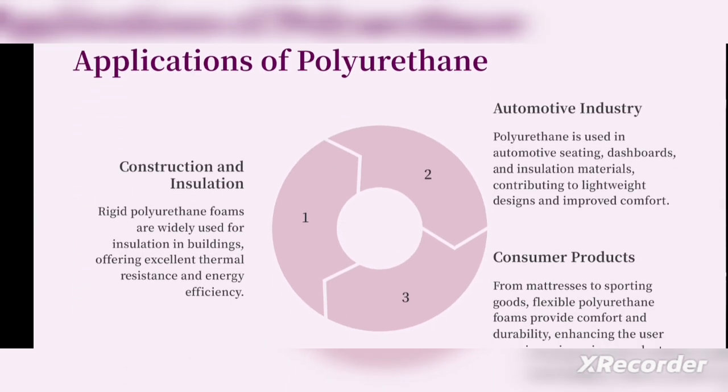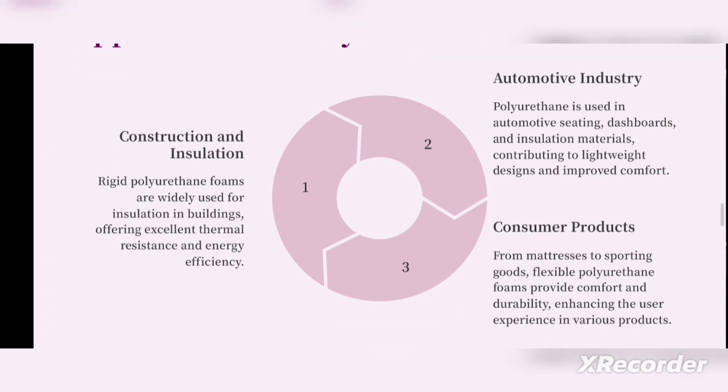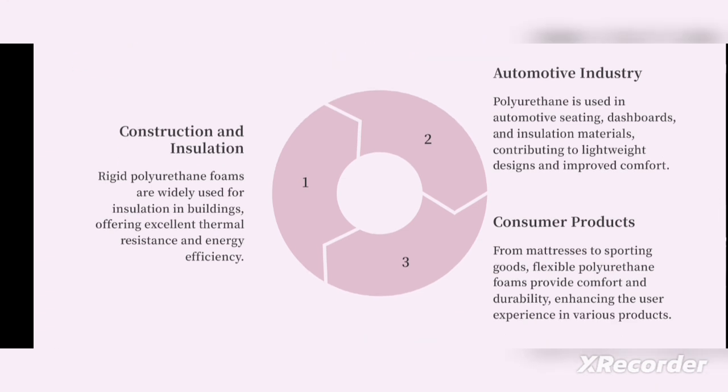Application of polyurethane. Construction and insulation. Rigid polyurethane foams are widely used for insulation in buildings, offering excellent thermal resistance and energy efficiency. Automotive industry. Polyurethane is used in automotive seating, dashboards, and insulation materials, contributing to lightweight design and improved comfort.